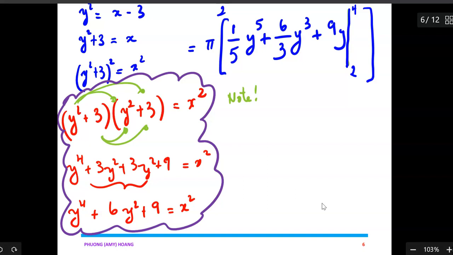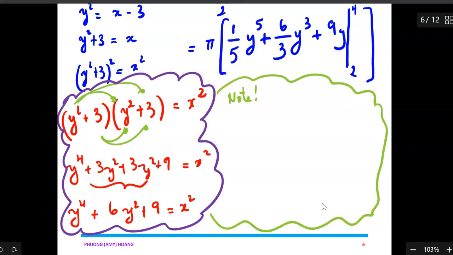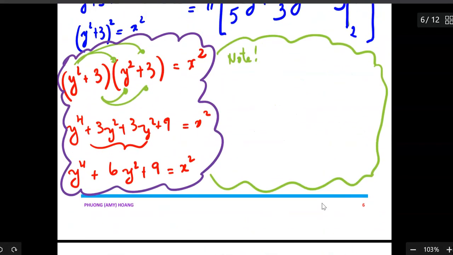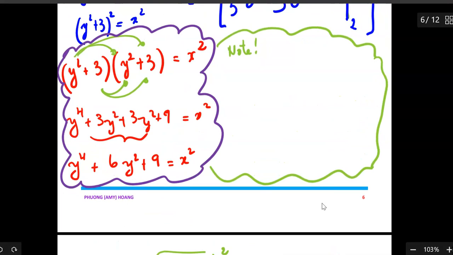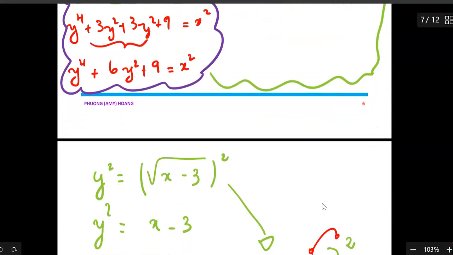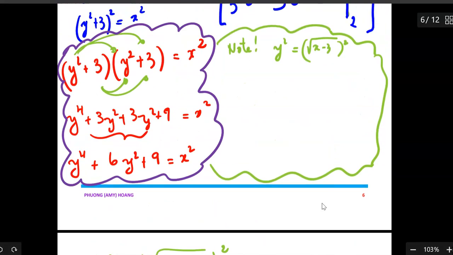Okay, so I just want to rewrite what I have done on this side onto this page for everyone. y squared is equal to the square root of x minus 3, all of it squared. So that means that I have y squared equal to x minus 3.